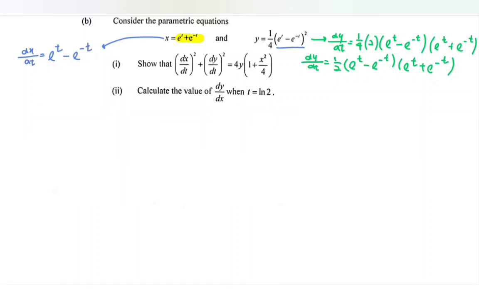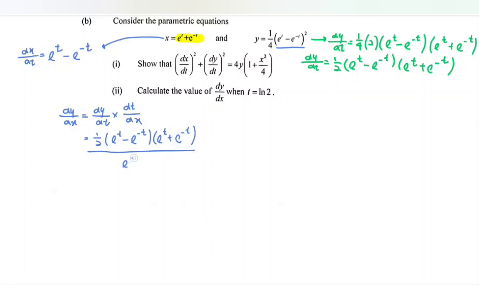Next, kindly focus on number 2. Find the dy/dx when t equals ln 2. First of all, find the dy/dx, where we have dy/dt multiplied with dt/dx. So we have 1 over 2 bracket exponent t minus exponent negative t bracket exponent t plus exponent negative t. Multiply, we have to flip the situation. So here we will have exponent t minus exponent negative t. So if we simplify, we have exponent t plus exponent negative t over 2, where we have the dy/dx.